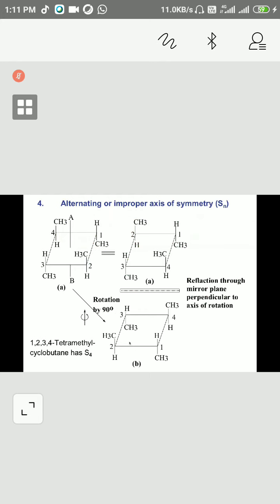Now the next one is alternating or improper axis of symmetry. Here two operations, rotation and reflection, take place. In the previous example we only rotated the molecule, there was no reflection. But this is a combination of both.